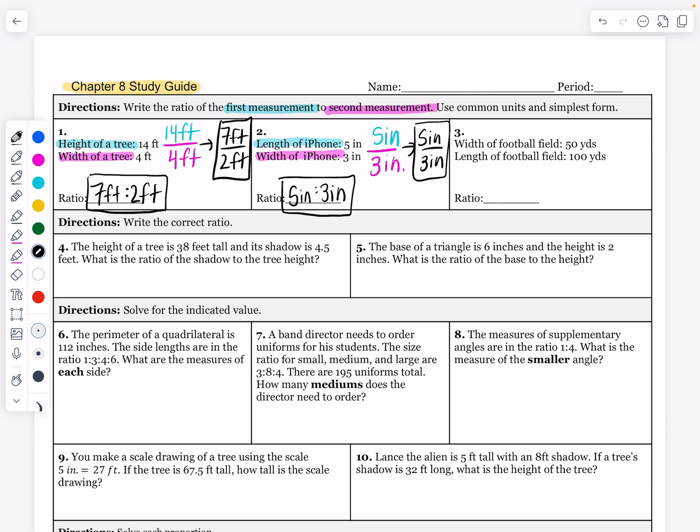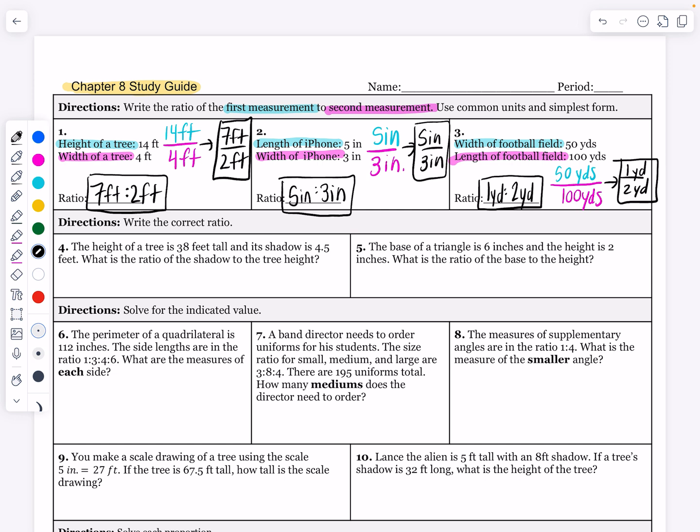All right, now we've got the width of a football field, comparing that to the length of a football field. It's obviously longer. If you've been to a football game, you know that. That's going to be 50 yards, already in the same units, no conversions needed, over 100 yards. Many of us will be able to do that in our heads. We know that's going to be a 1-to-2 ratio. 1 yard of width for every 2 yards of length. If you wrote that with the colon, it would be 1 to 2. Okay, or as a fraction.